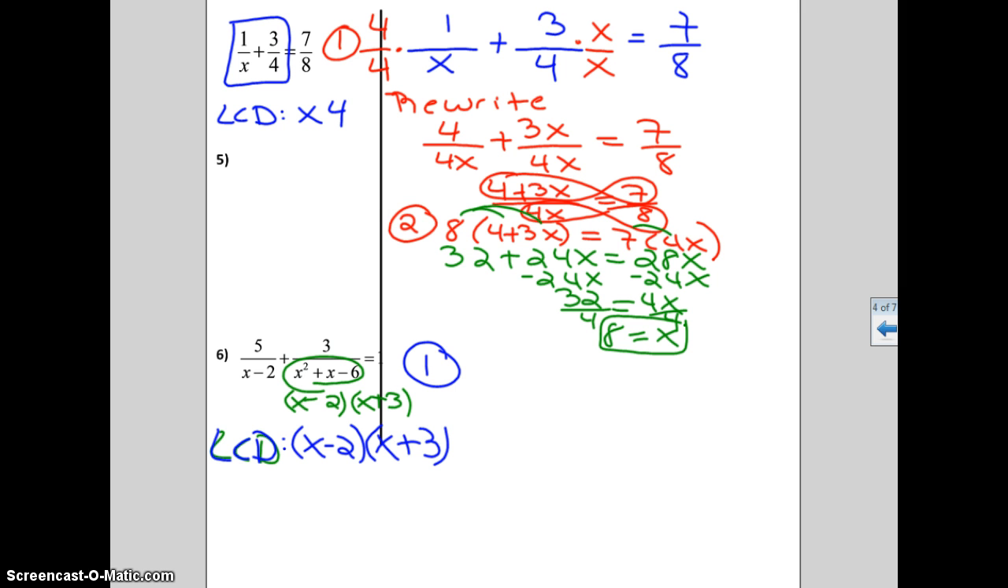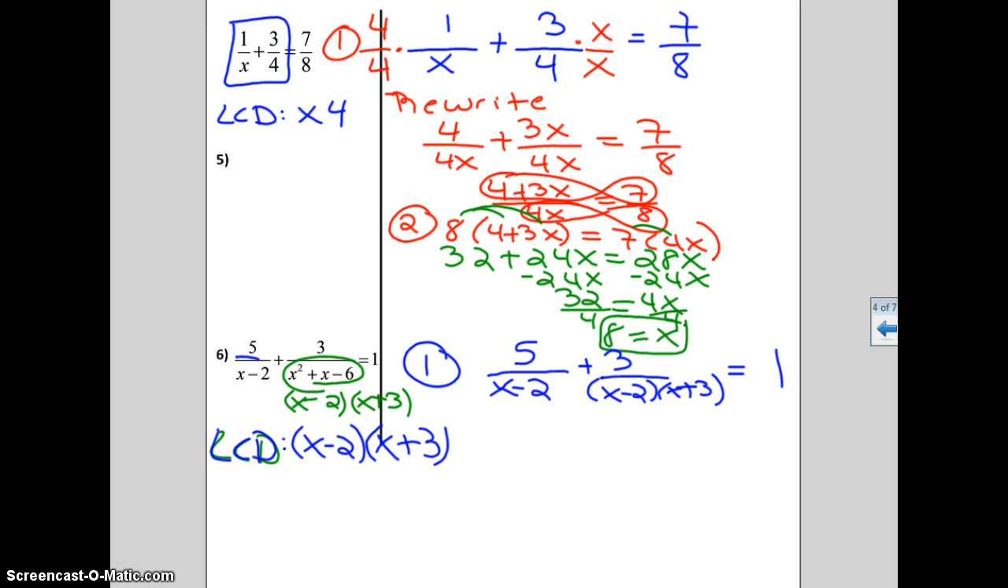Here we go. I have 5 over x minus 2, and then I have 3 divided by, I'm going to put the factored form, x minus 2 and x plus 3 is equal to, what do I have there? Oops. I believe it's a 1. Yes, it's a 1. Okay, so it's equal to 1.